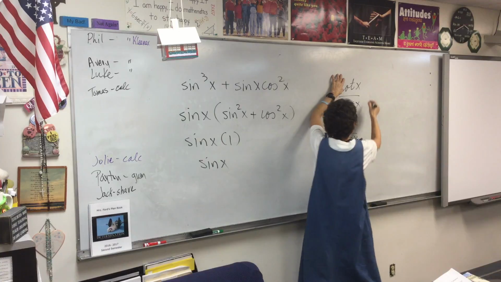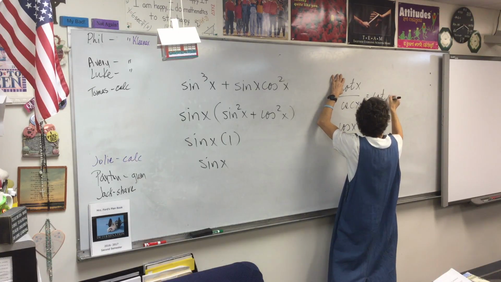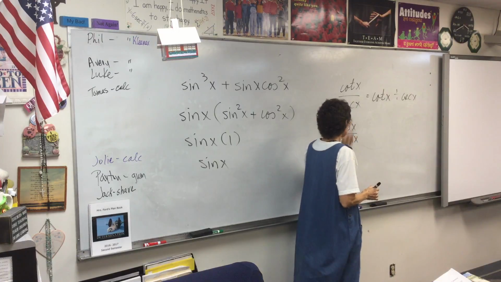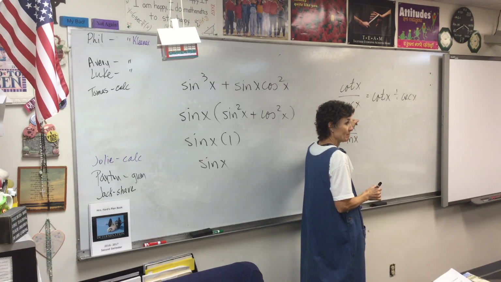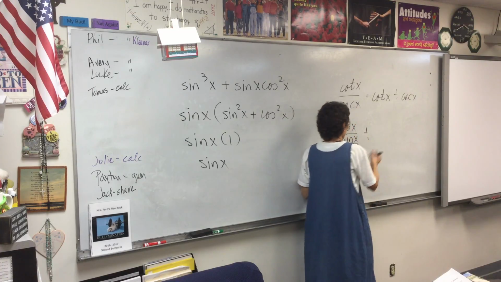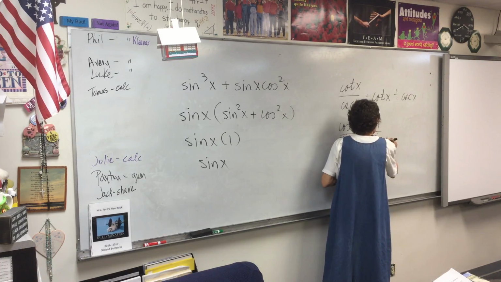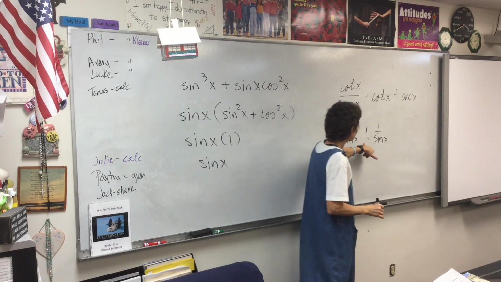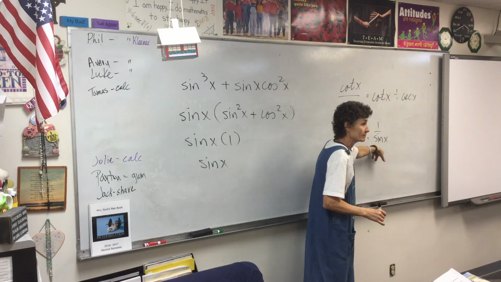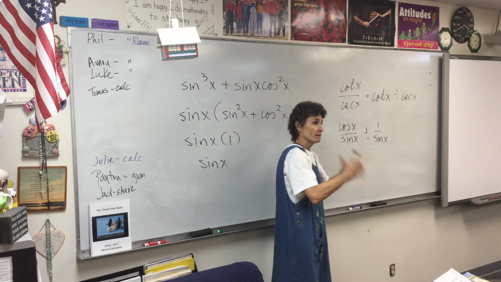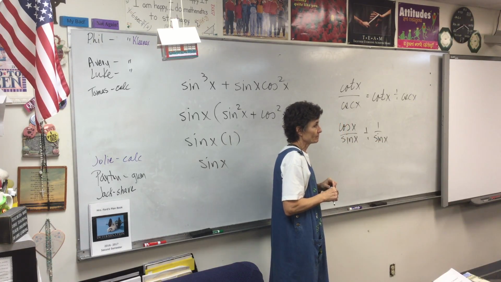Now, this is cotangent divided by cosecant. That's what this means. Cotangent divided by cosecant. What is cosecant? 1 over sine. So I have cosine over sine divided by 1 over sine. What do I do when I divide fractions? Multiply by the reciprocal.